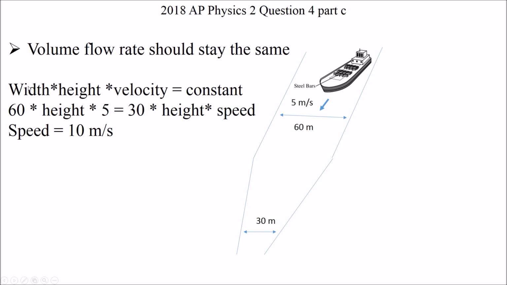So the width for the first case is 60, and the height we don't know, but it's just height times 5. This is the velocity in that width region. And in the second case, you're going to go with 30 meters width and then the same height, and they're asking for what your speed is. So if you do the math, heights will cancel out and your speed will be 10 meters per second.